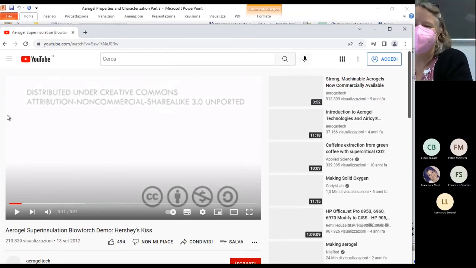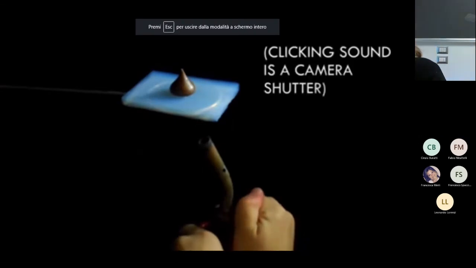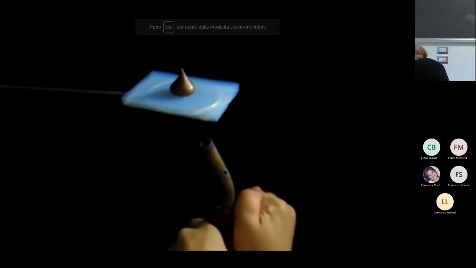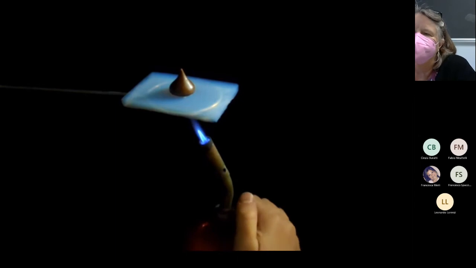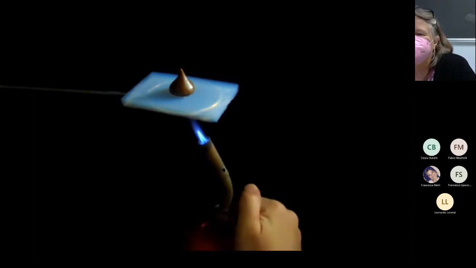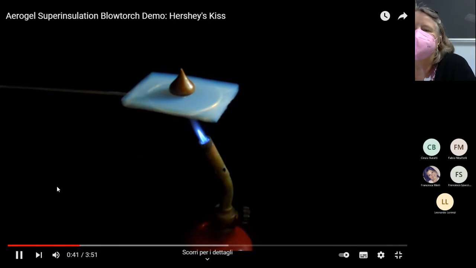Okay. This is a video of a blowtorch. It's a fun video demonstrating how insulating aerogel is. So this is the American version of chocolate, Hershey's Kiss. Yes, not as good as Peruvian chocolate, but I think there's sound in here, but I don't think they're saying anything that great. And so they're just heating it up.